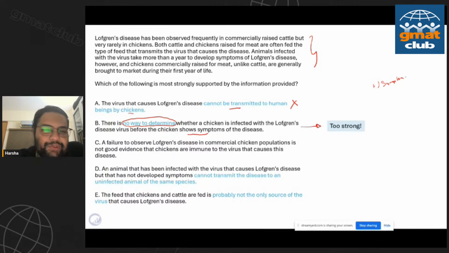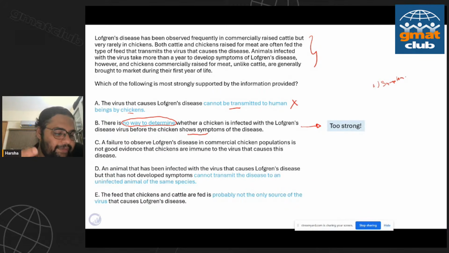It goes into that overreach territory. I know that I'm not observing the symptoms. Doesn't mean that there is absolutely no way to determine if the chicken is infected. So I hope this helps. "No way to determine" should be the red flag that you should think about. And what this also means is be very careful with answer choice analysis. You have to read the entire sentence, figure out what the choice is trying to say. Don't rush, right? So let's go to choice C, which is actually the correct choice.